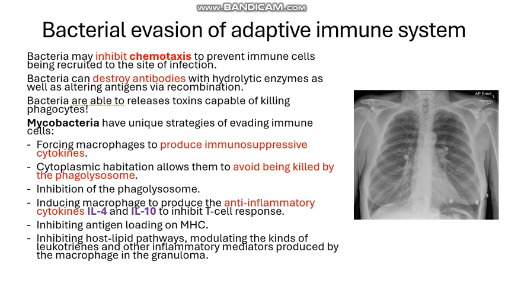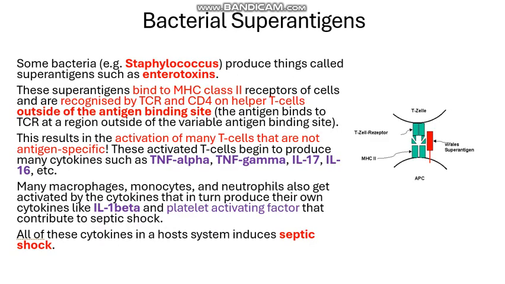They're also capable of inhibiting antigen loading on MHC, so the MHC class 1 and 2 aren't able to present antigens to helper T cells or cytotoxic T cells to produce a B cell response or to induce apoptosis of internally infected cells. And they're also capable of inhibiting host lipid pathways by modulating the kinds of leukotrienes and other inflammatory mediators produced by the macrophage in the granuloma.